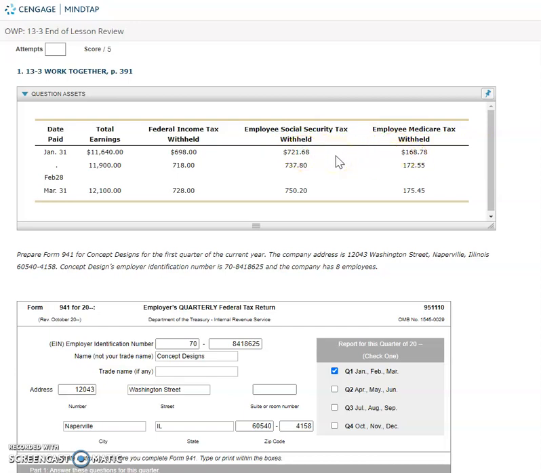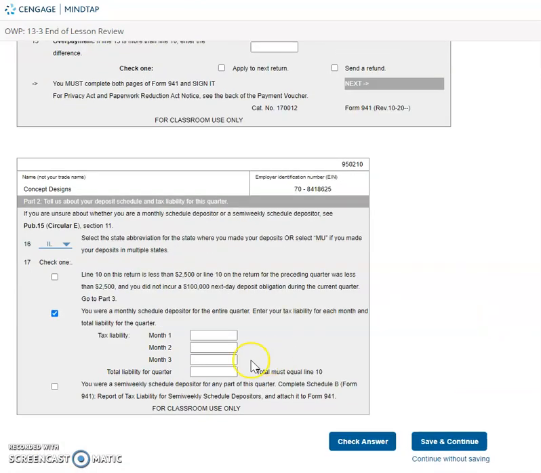So the way that I do it is I add both of them together. I'm going to take 721.68 plus the Medicare of 168.78. I need to double that number to include the employer side of Social Security and Medicare. So I'm going to multiply that times 2. I now get $1,780.92. I also need to add in my federal income. Now, this is just that straightforward number. I don't need to double that number. I'm going to scroll back down. What I get for my first month of January is going to be $2,478.92.